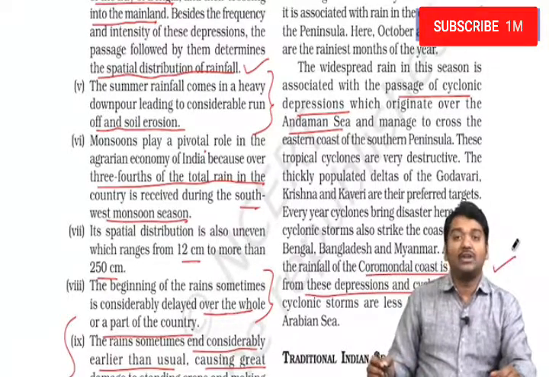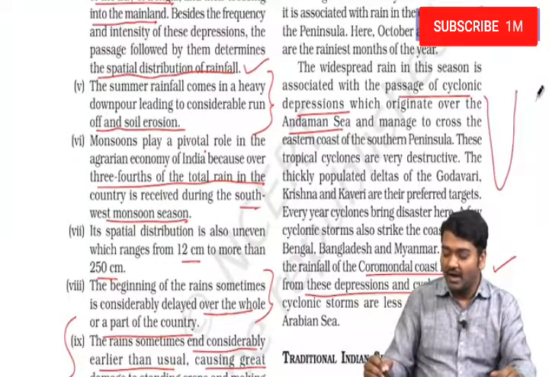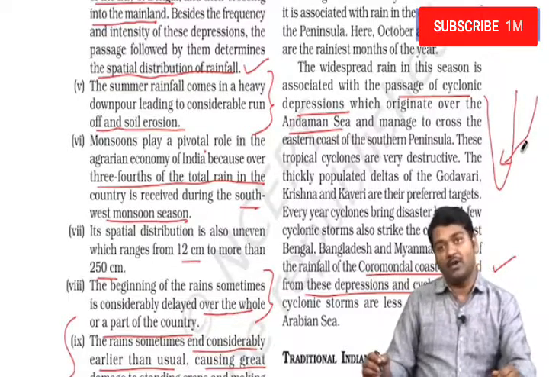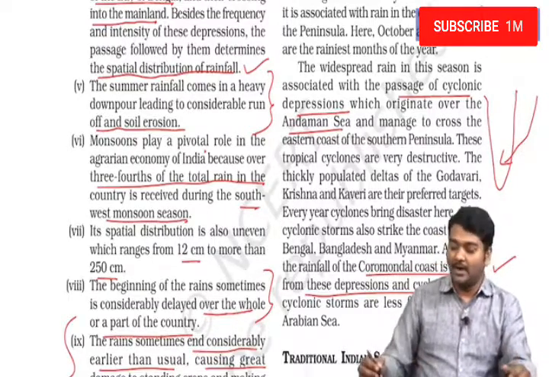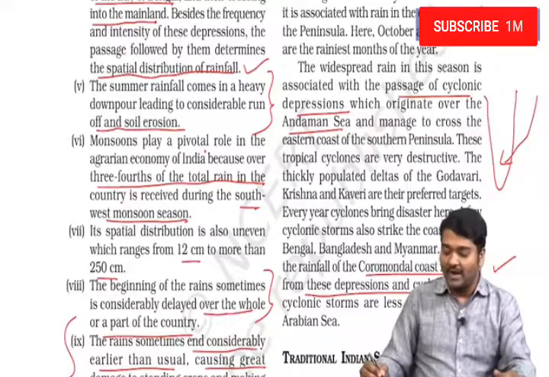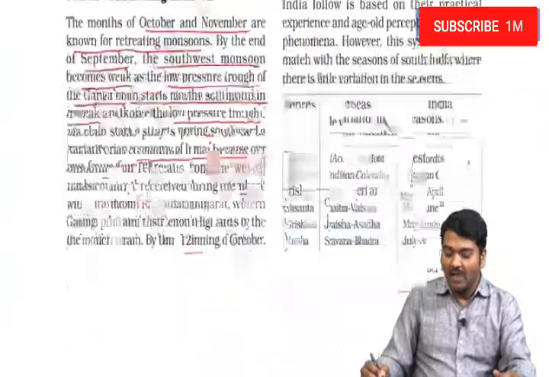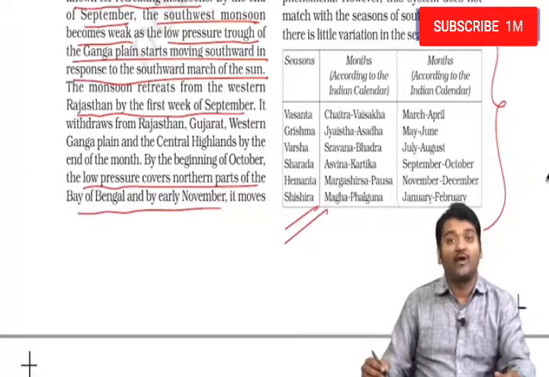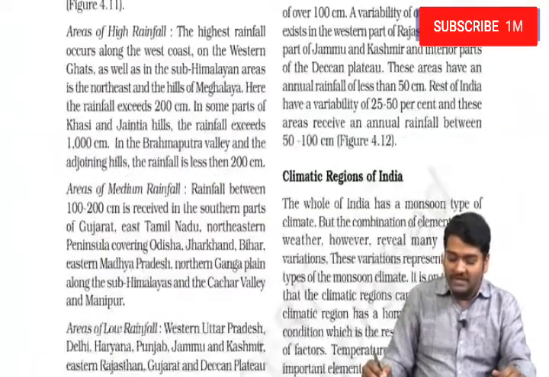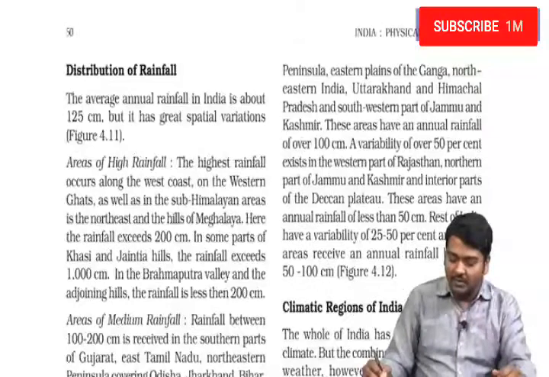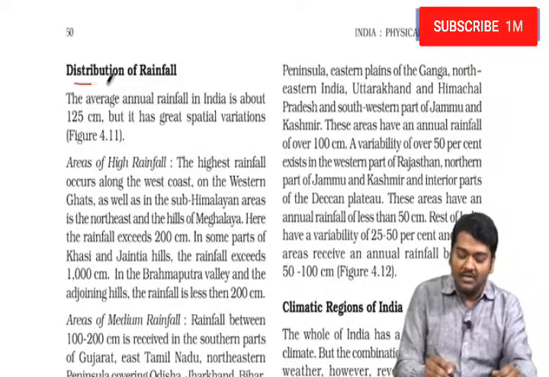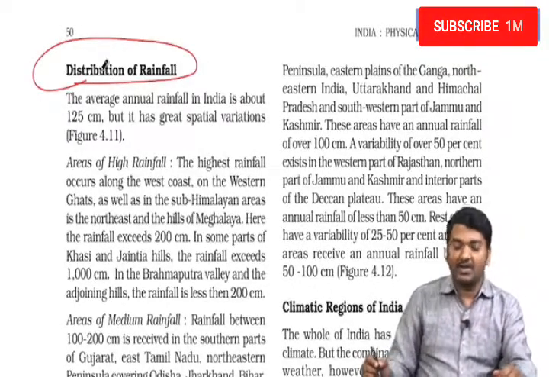Tamil Nadu usually gets rainfall because the depression, when it is moving from the Bay of Bengal over Tamil Nadu, is moving from sea to land and gives heavy rainfall. And then they talk about the traditional seasons on the basis of rainfall. So this is required from the prelims point of view. Try to see that distribution of rainfall is very, very important.